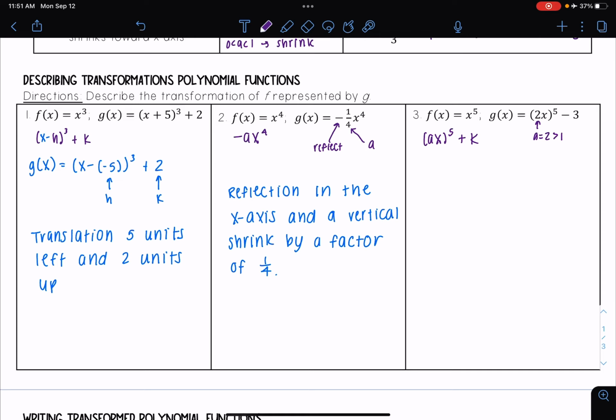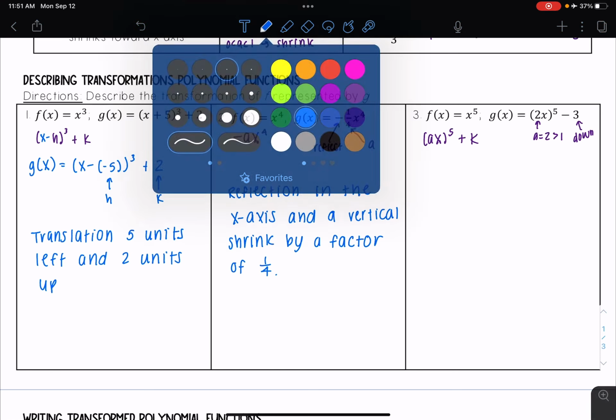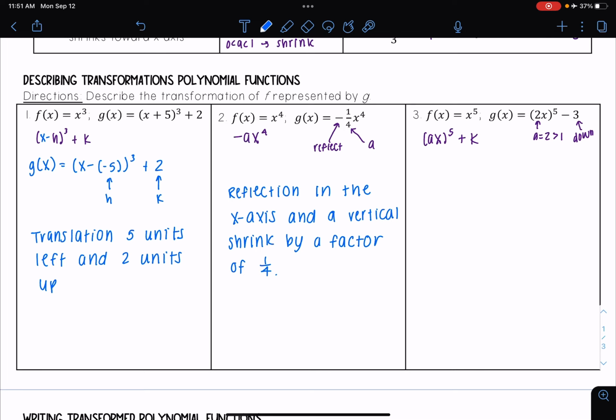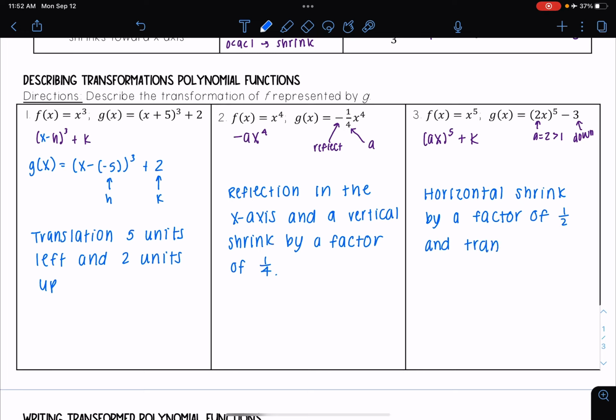But remember, I have to flip that a value. And then this minus 3 at the end means it's going to go down 3. So that means I can write this as a horizontal shrink by a factor of 1/2 and translation 3 units down.